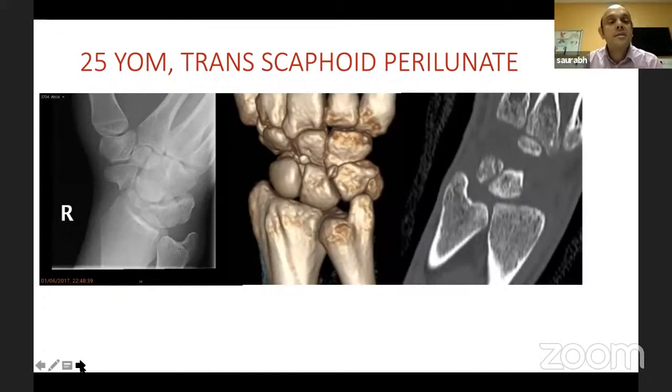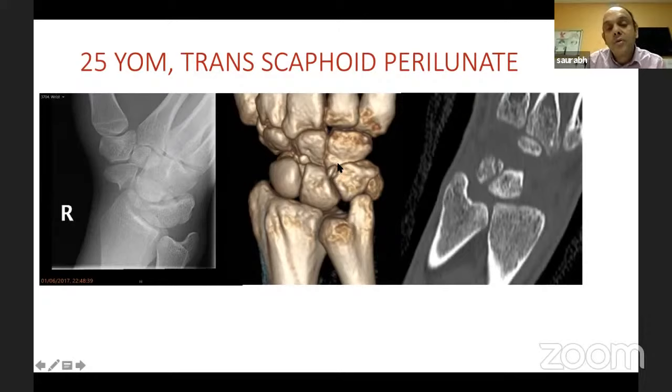Another example of a transscaphoid perilunate. So scaphoid fracture, very clear. Now, important here is this little piece of bone. For your lunotriquetral ligament to go, this indicates that the lunotriquetral ligament is gone.